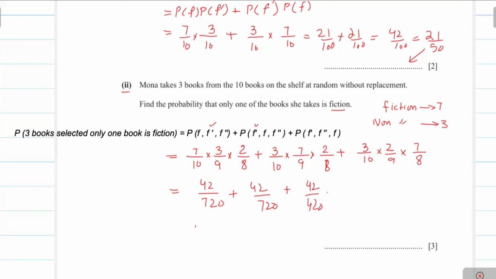Now we can write it as 3 multiplied by 42 over 720. Now 3 times 24 is 72. 3 times 0 is 0. Now next we simplify: 6 times 7 is 42, 6 times 4 is 24, 6 times 0 is 0, therefore 7 over 40 is the answer.